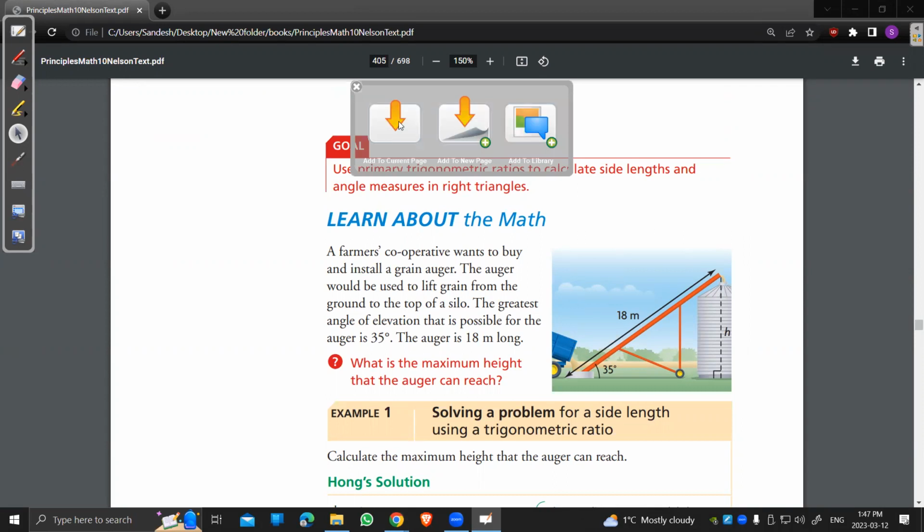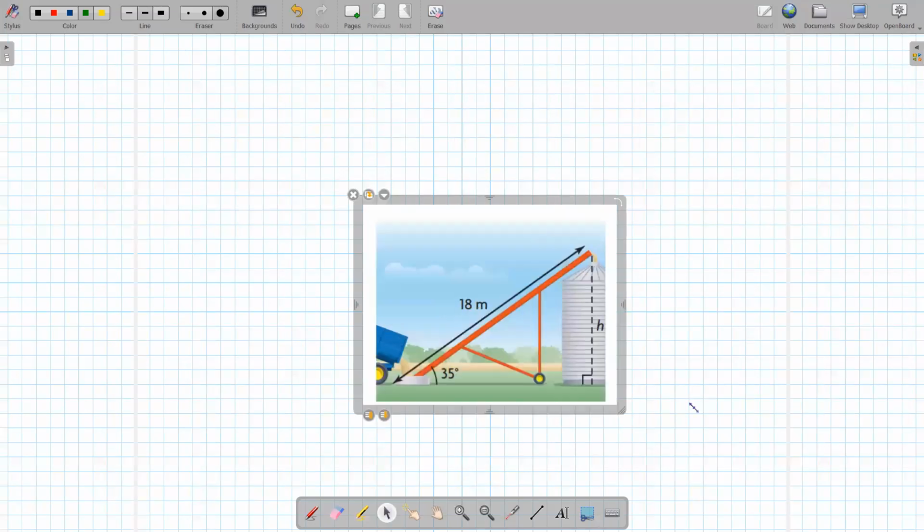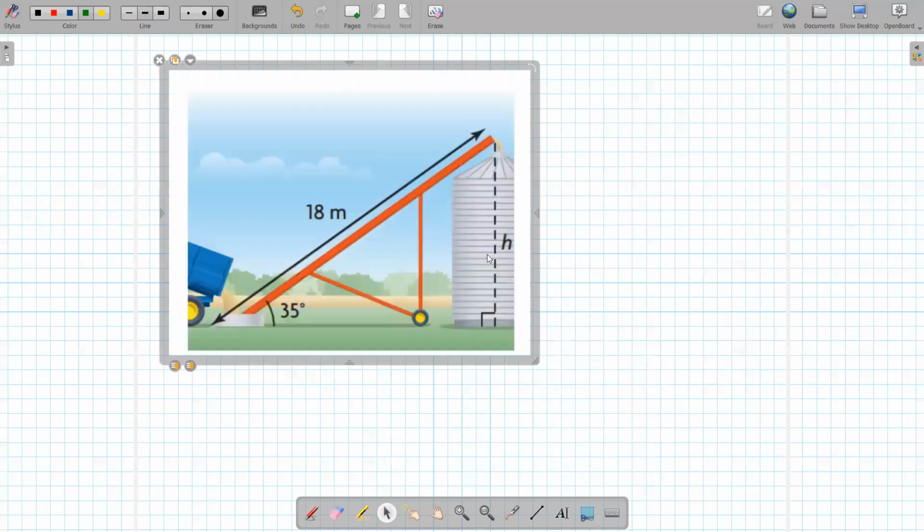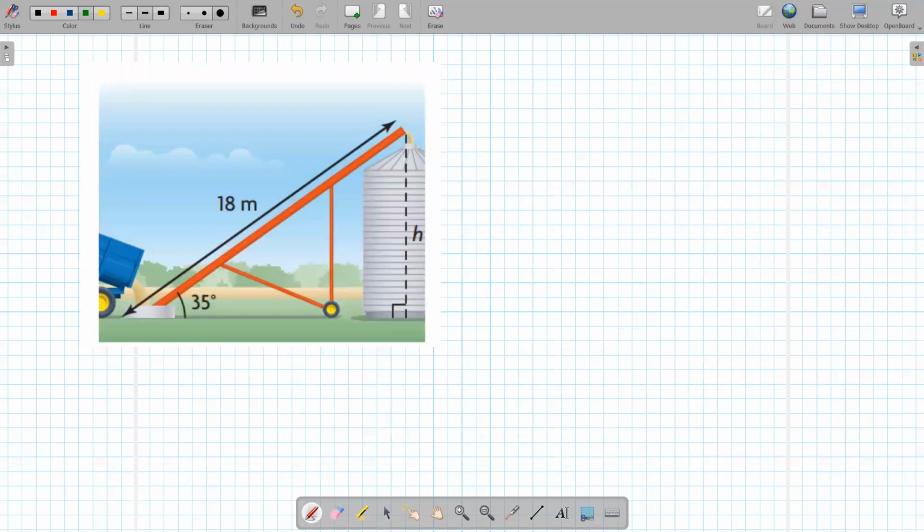So they want the height of that silo. Okay, this one, notice you can't use Pythagoras theorem because to use that, you need to know two side lengths. Here we only have the hypotenuse, right? Relative to that angle of 35 degrees, what's 18 meters? Is it the opposite? Is it the hypotenuse? Is it the adjacent? The hypotenuse. Right, so we know hypotenuse is 18 meters.